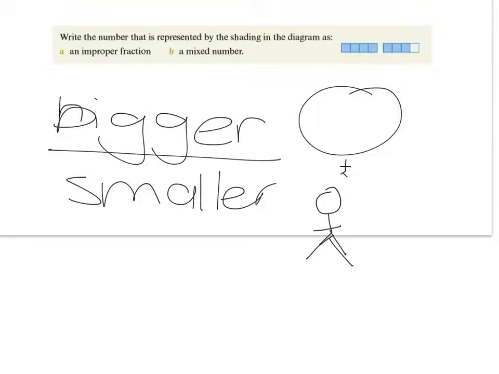Now, here we've got a set of 4, another set of 4, all right? So what is our shape been equally divided into? It's been equally divided into 4, and over here it's also been equally divided into 4. So our denominator in this case is going to be 4, okay?